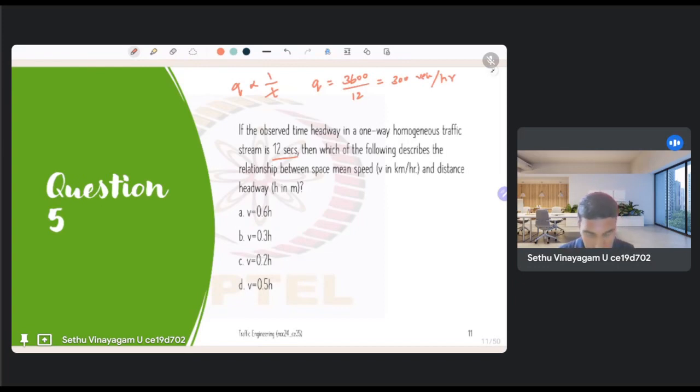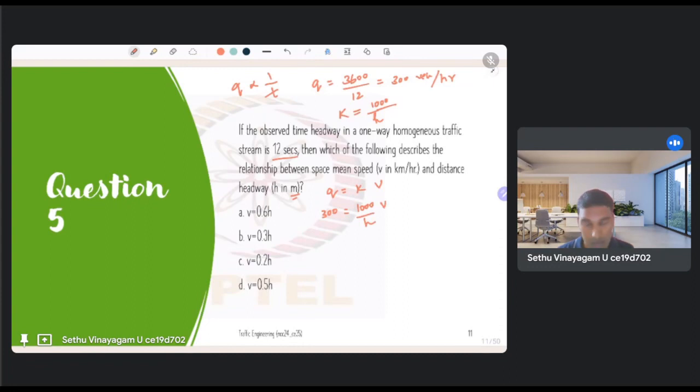Now we have to relate the space mean speed and the distance headway. Where can we use the distance headway? We can use it with density. Density will be 1 over h, but because here headway is in meters, we can take 1000 by h, 1000 meters for 1 kilometer. That will give us the density per kilometer. And we know that q is equal to kV. So q is 300, k is 1000 by h, and V.